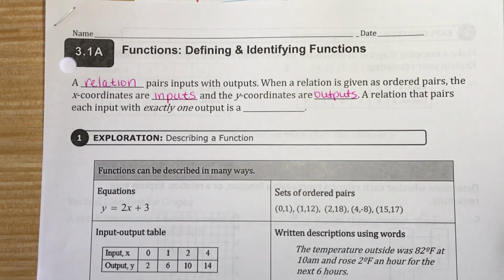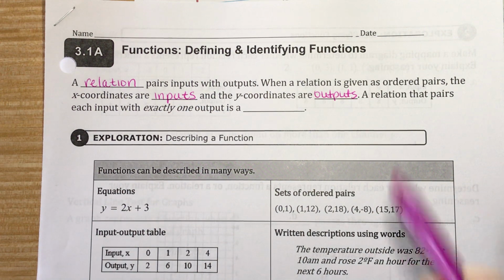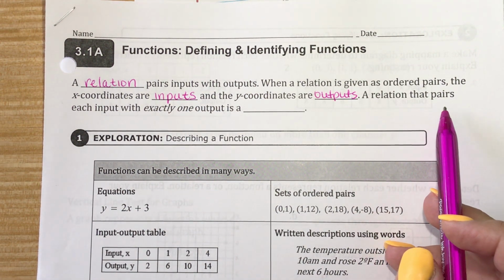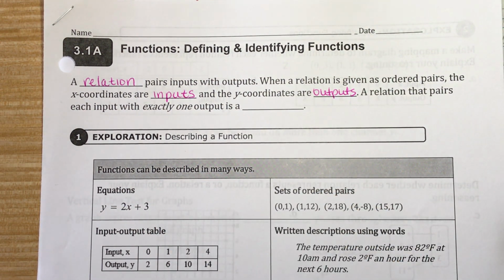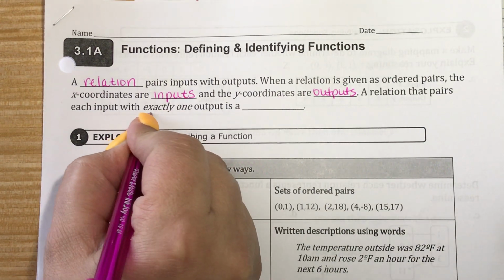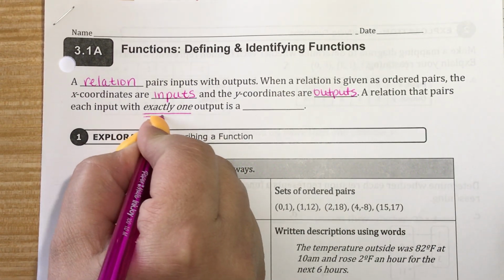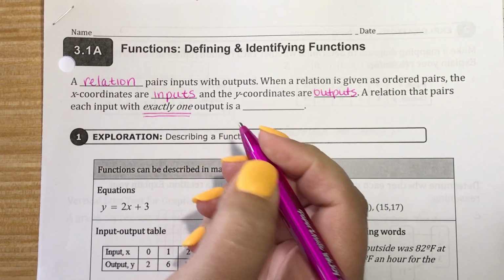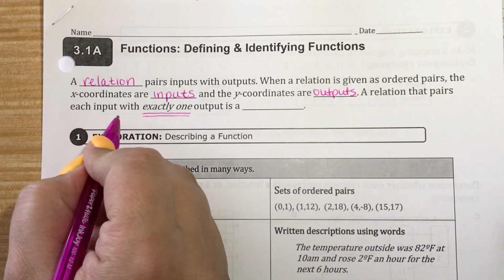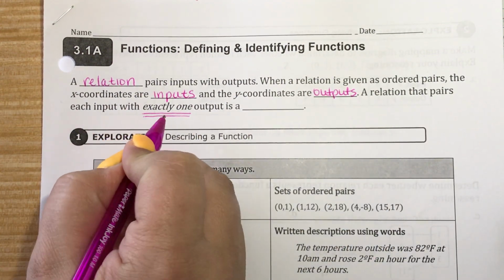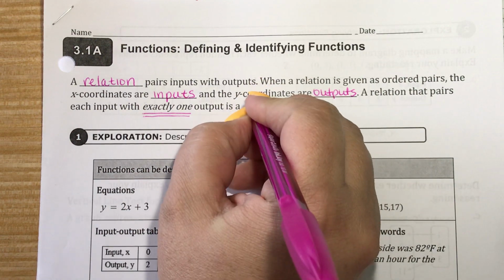Now, here's the big distinction. When a relation pairs each input with exactly one, and that is the big definer here, exactly one output. So when a relation pairs each input with exactly one and only one output, that is what we call a function.